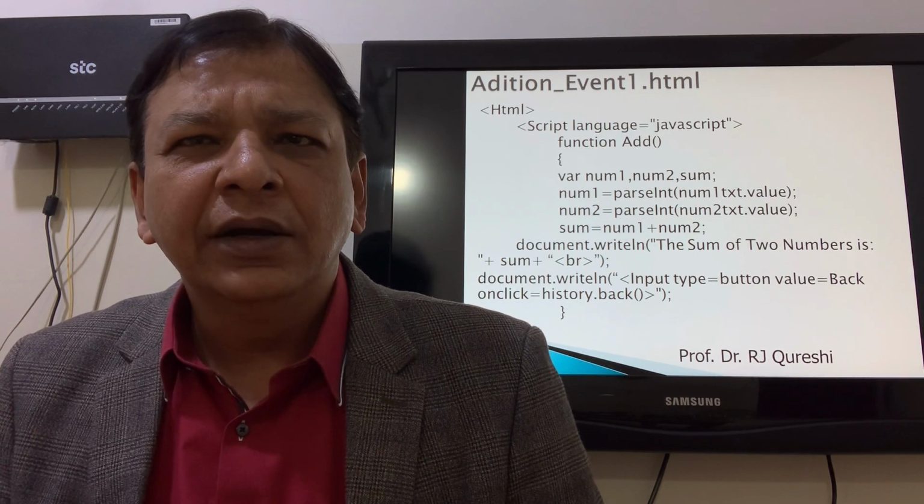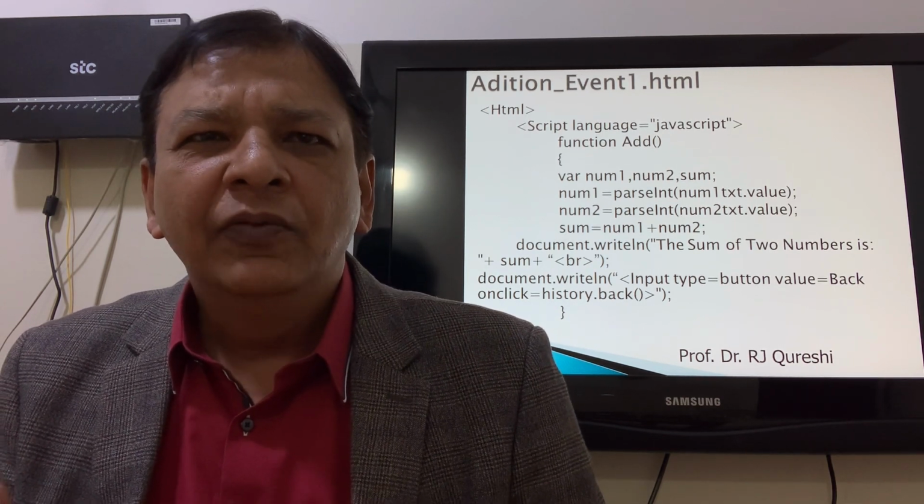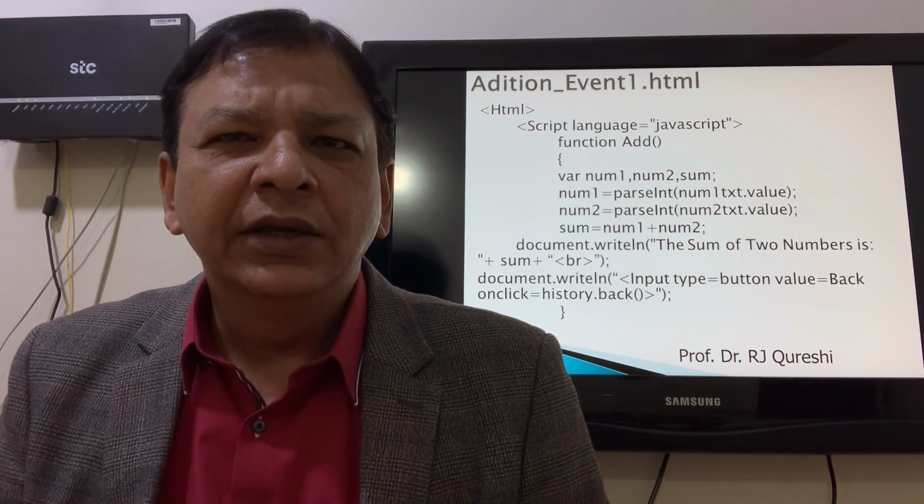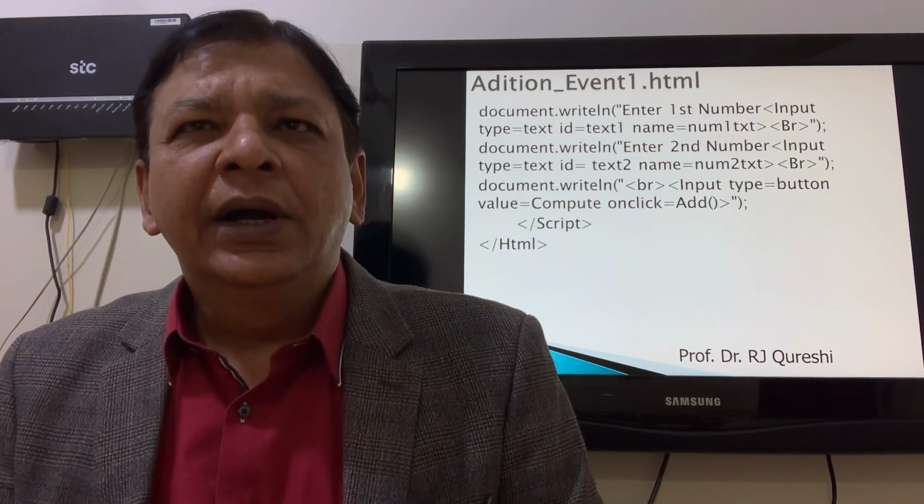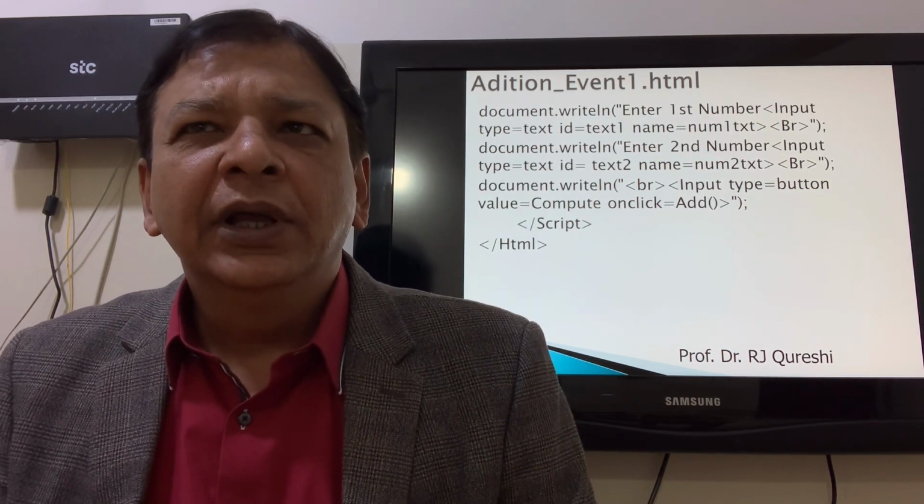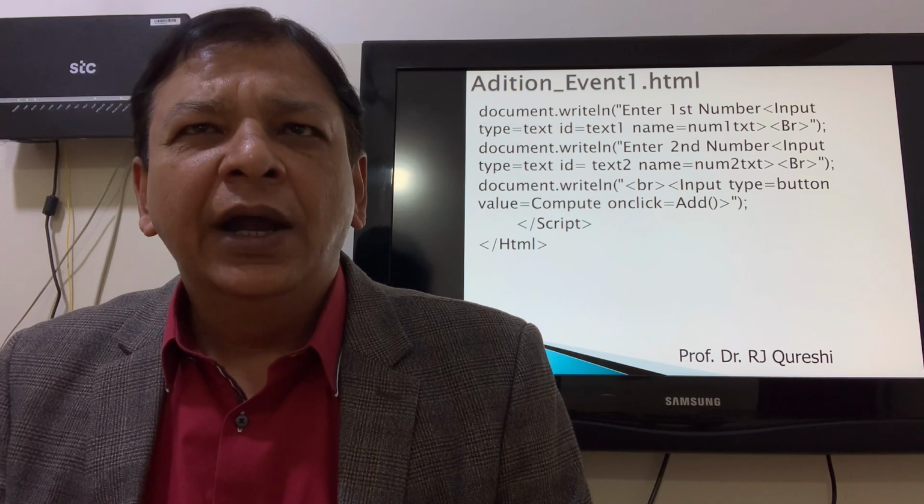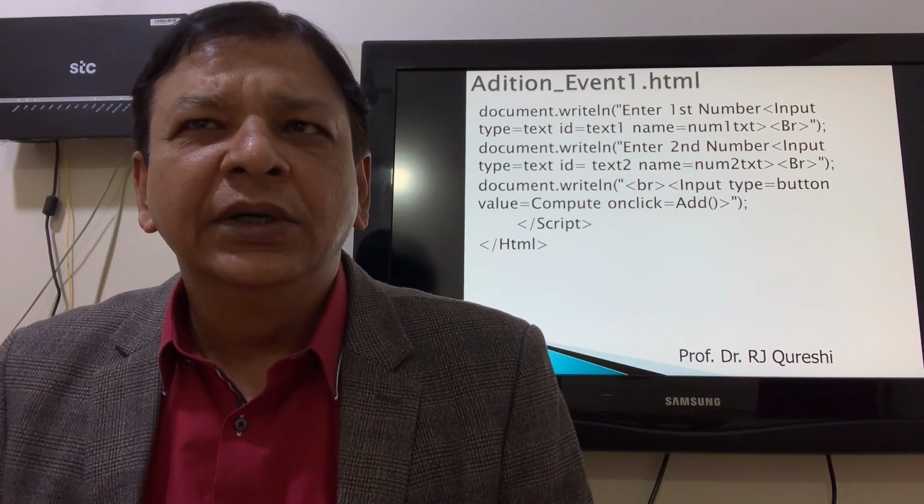document dot writeln, input type is equal to button, value is equal to back, onclick is equal to history dot back. document dot writeln, enter first number, input type is equal to text, ID is equal to text1, name is equal to num1 txt.